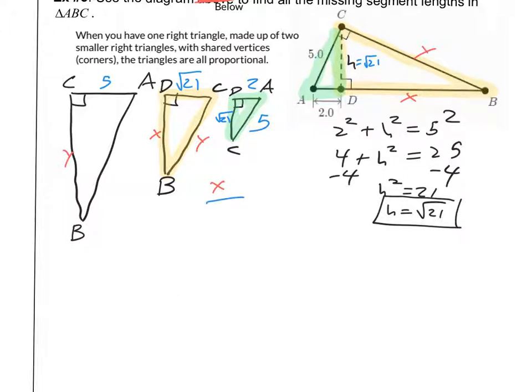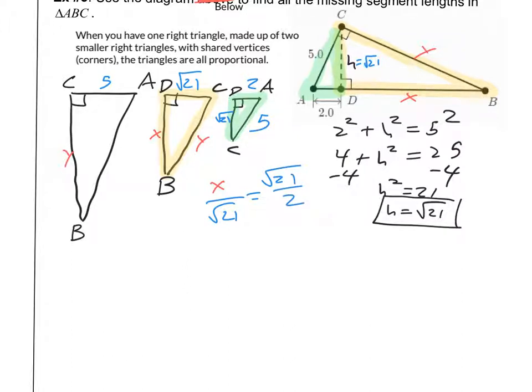So I'm going to say X is 2. And there's a lot of different ways. We've talked about all the different ways that you could set up proportions. But I'm going to say X is to this square root 21 because these sides correspond. So X is to square root 21 as this square root 21 is to 2.